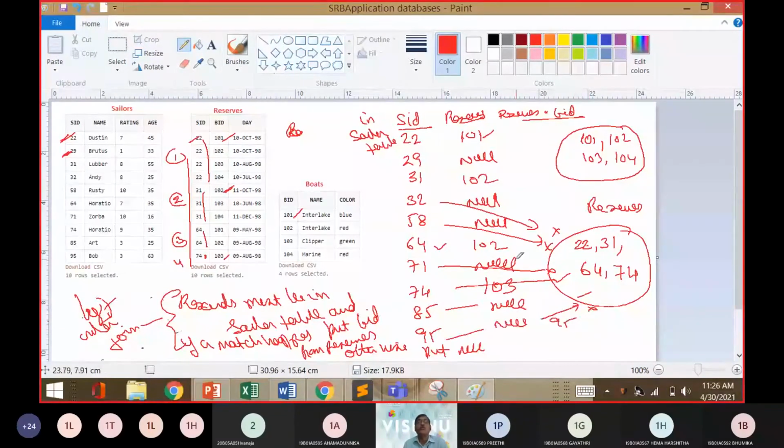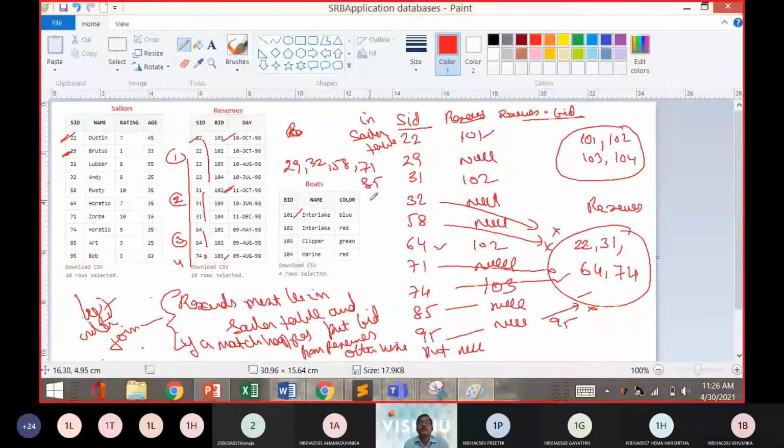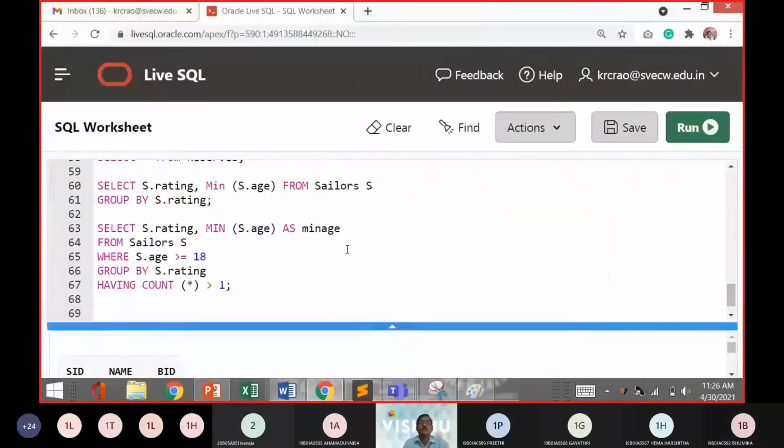So for whom are the values null? Values are null for 29, 32, 58, 71, 85, 95. So we have 1, 2, 3, 4, 5, 6. The 6th value should be null. See the answer now.